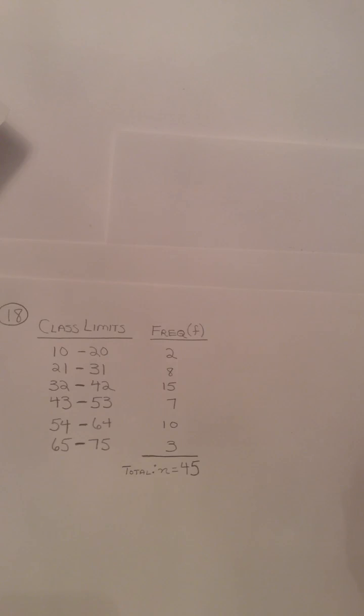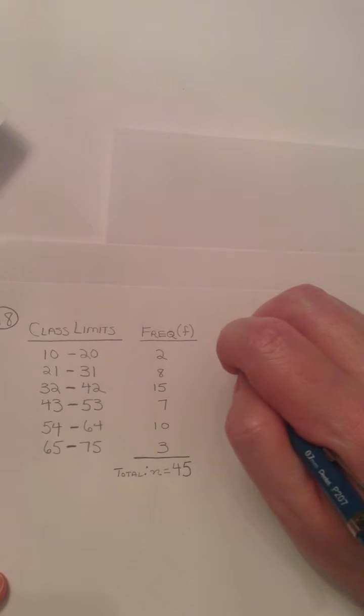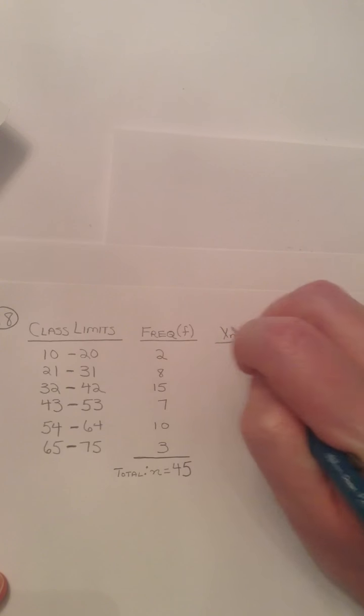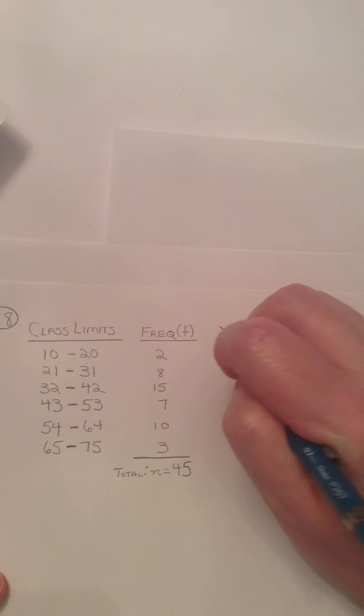In determining the class mean, or the overall mean from the grouped frequency distribution, we don't have the data given on an individual or itemized basis, but we can utilize the class midpoints. So we form another column: x sub M, the class midpoint.